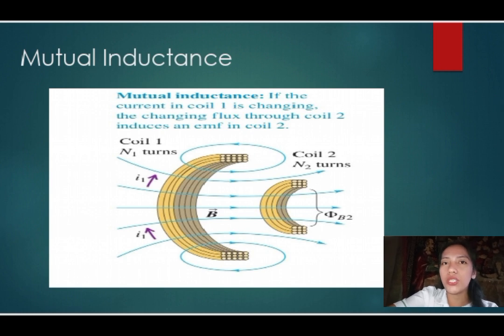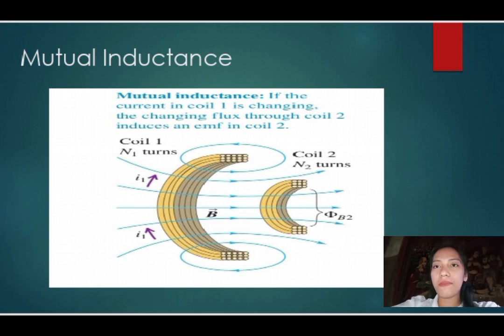Inductance refers to the property of an electrical conductor or a circuit that opposes changes in current. This opposition occurs because a changing current produces a changing magnetic field, which in turn induces an electromotive force, or EMF. This induced EMF always acts to oppose the change in current, following Lenz's law.